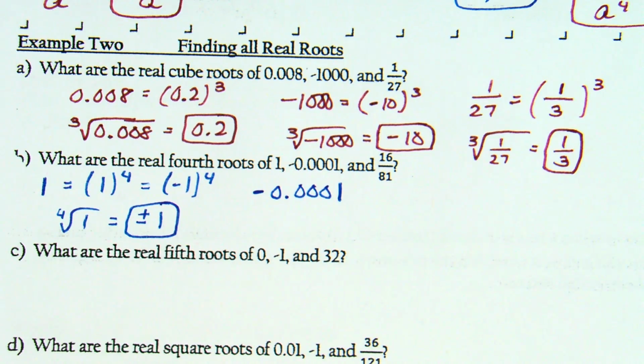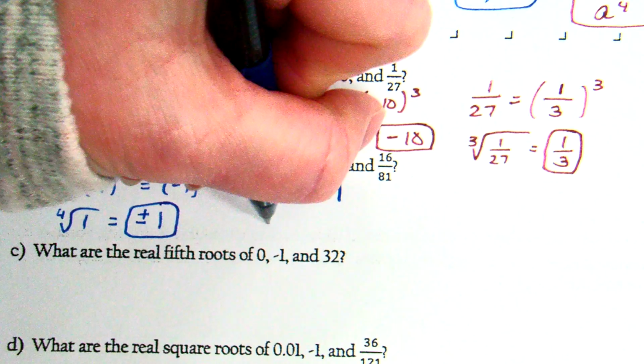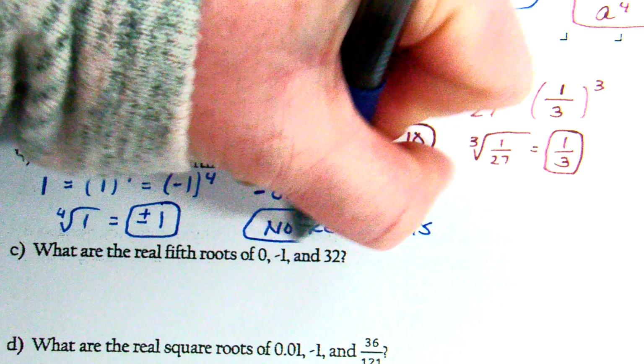A positive. Am I allowed to use i today? No. They're only asking for real roots. So are there any real fourth roots? No. So there are no real roots. Notice I didn't say just no roots. I said no real roots.